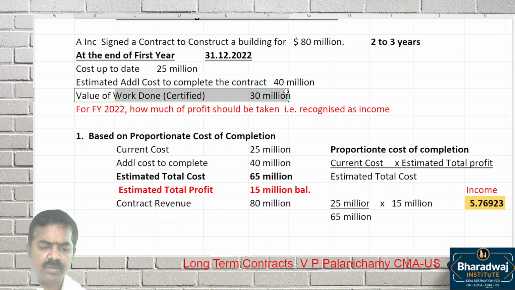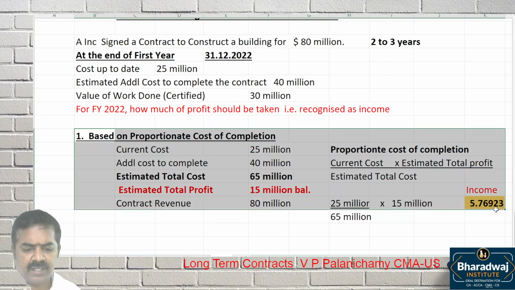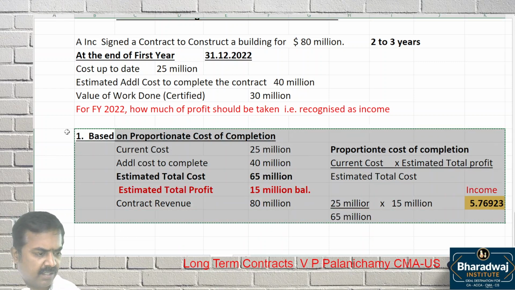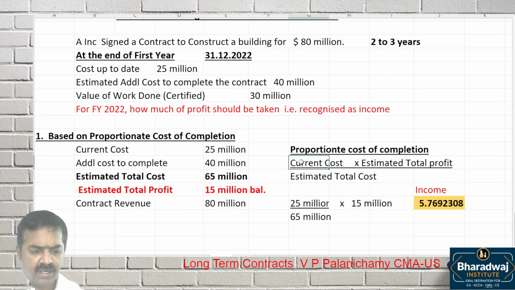We have done the work to the extent of 30 million. That is the value of the work done. How much of profit to be taken to P&L account or recognized as income? What is the first method? Based on which one? Proportionate cost of completion. What do you mean by proportionate cost of completion? Current cost by estimated total cost into estimated total profit is to recognize income.